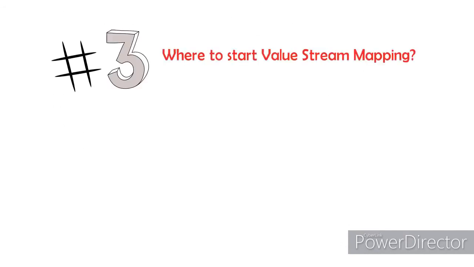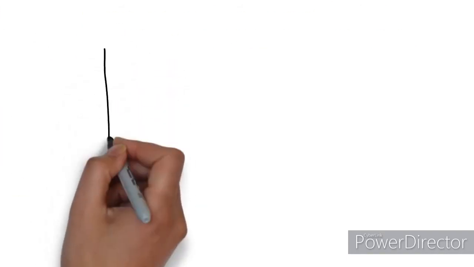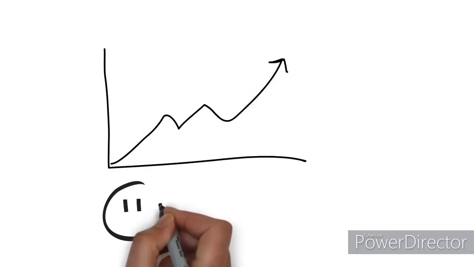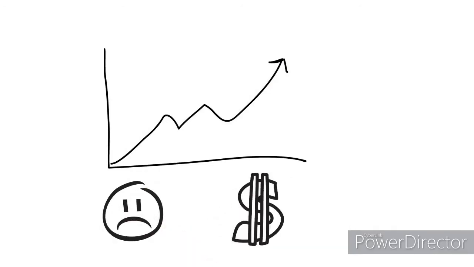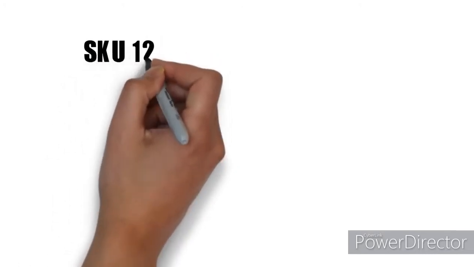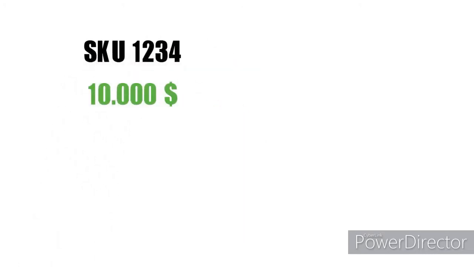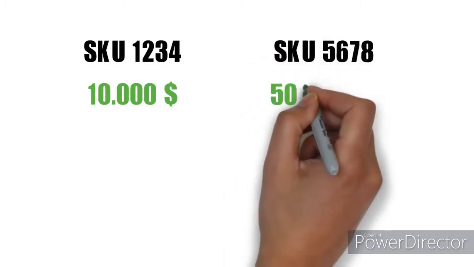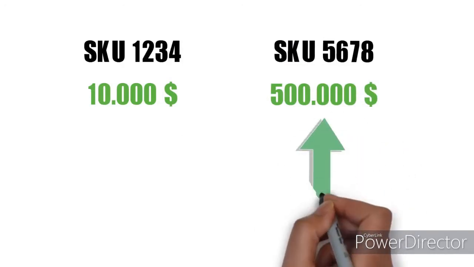Where to start value stream mapping? There is no point in starting by mapping the entire company. It is important to start where you can get results quite immediately. So, the best place to start is where a customer is unhappy or on SKUs that give the company a significant income. For example, if the company sells SKU 1234 that generates an annual income of $10,000 and SKU 5678 that generates $500,000, I would strongly suggest mapping the second one.